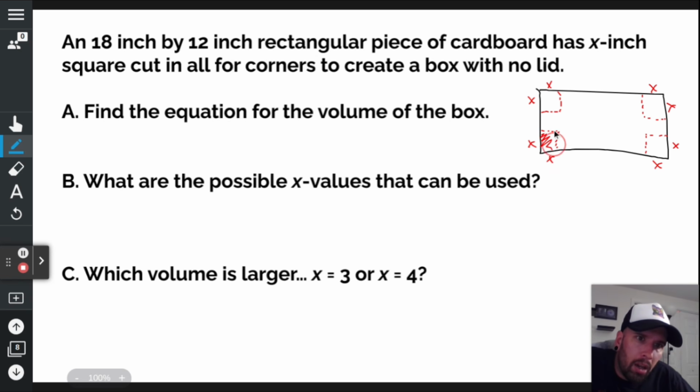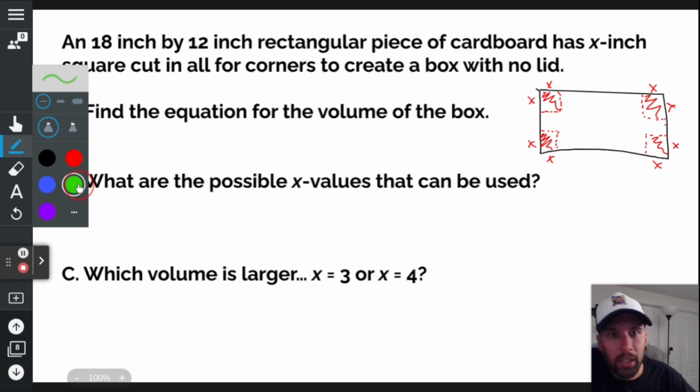So this is gone. This will now get cut out. Imagine you taking what's left over at here and here and what's left over at here, and imagine folding those up, and you now have yourself a box. Find the equation of the volume of the box.